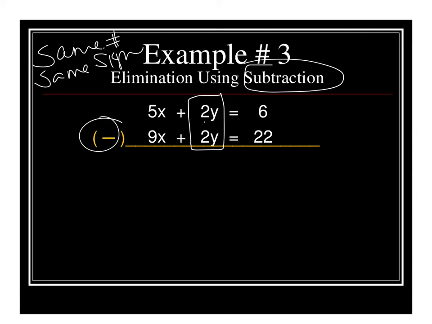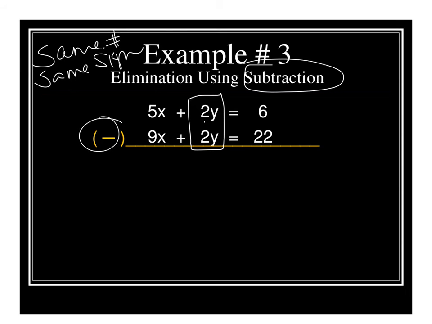So I'll show you one way on this problem, and I'll show you something else on the next problem about how you can go about with the subtraction. Alright, so I have a positive 2y and a positive 2y. Same number, same sign, so I have to use subtraction. So all I'm doing is taking the first equation and subtracting the second.